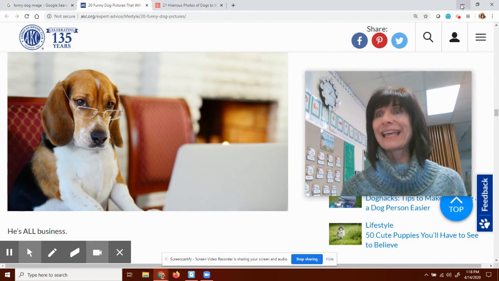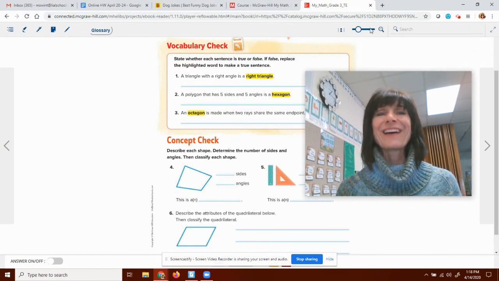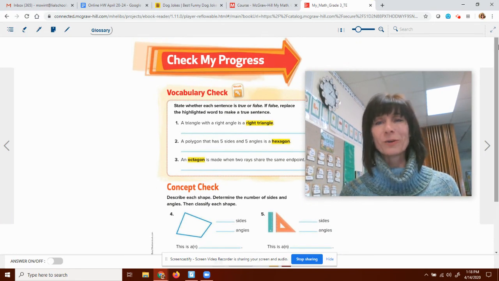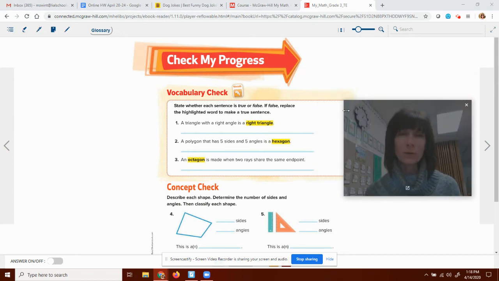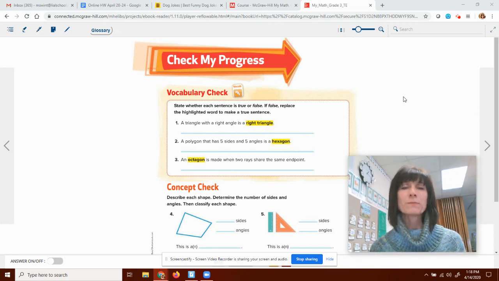Okay, let's go ahead and get on to bigger and better things. Now we are on to a check your progress today. We're going to go through this pretty quick. And then after we're done with the check my progress from your book, you're going to go ahead and take the small assessment that's in the packet for the week.